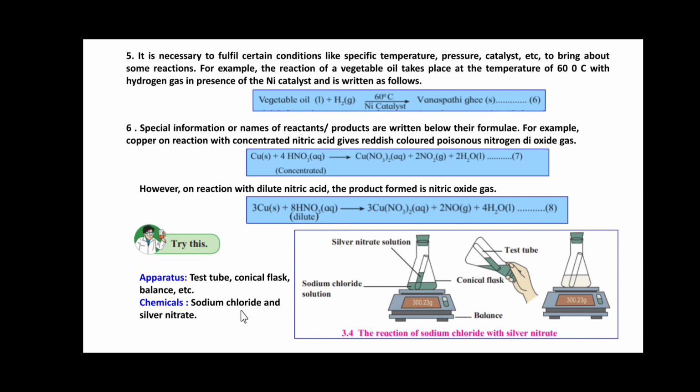Tie a thread to the test tube and insert it carefully into the conical flask. You can see. Make the conical flask airtight by fitting a rubber cork. You can see here the rubber cork is there. Weigh the conical flask with the help of this balance. Now tilt the conical flask and mix the solution in the test tube with the sodium chloride in the conical flask. You could see here. Weigh the conical flask again. Here again it is weighed.